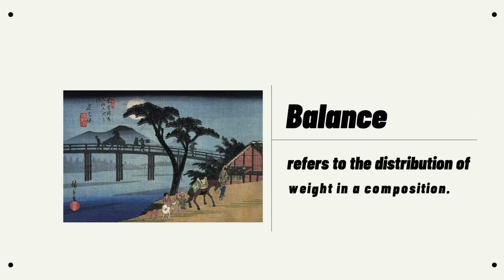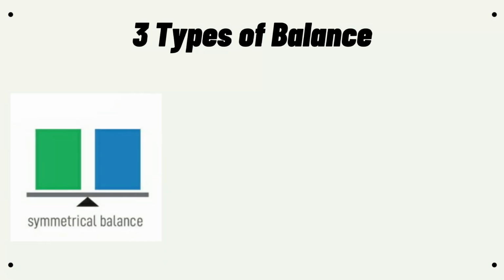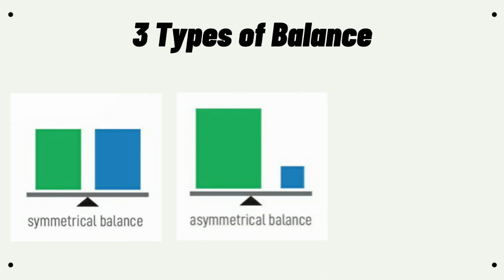Balance refers to the distribution of weight in a composition. While actual weight is a factor in sculpture and architecture, the principle of balance most often refers to the visual heaviness of shapes and forms in an artwork. An artwork's balance affects the equality and tension of the composition and can lend a feeling of calm or chaos to the work. There are three types of balance: symmetrical balance, asymmetrical balance, and radial balance.